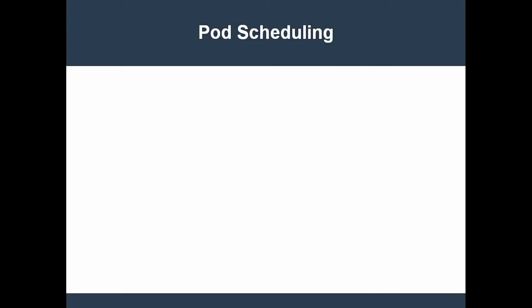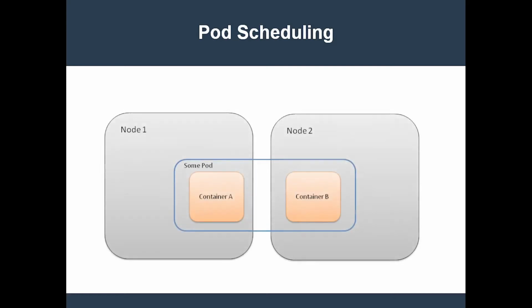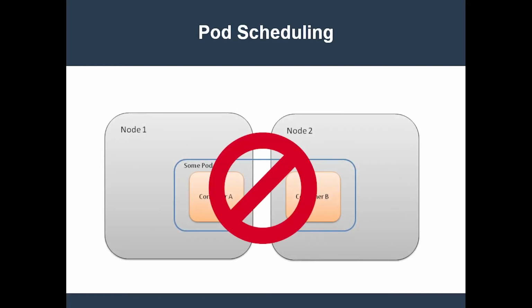A pod's containers are always deployed together onto exactly one node. A pod's containers will never be split up and deployed onto different nodes.